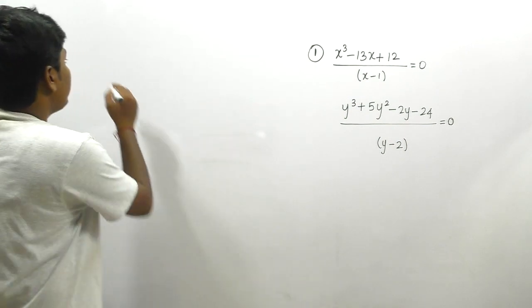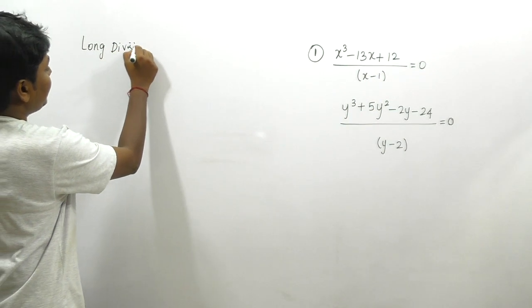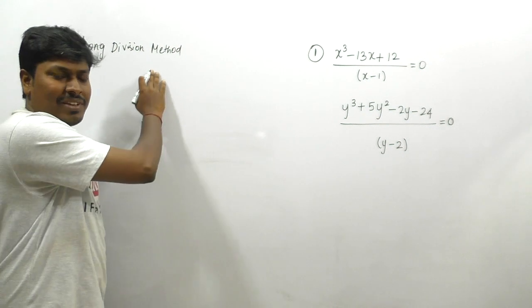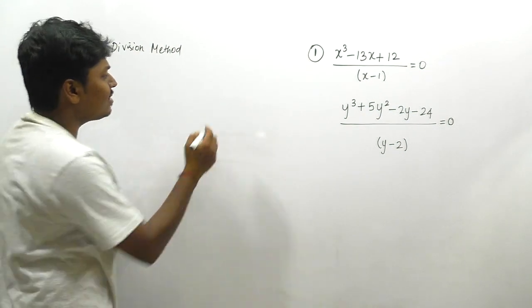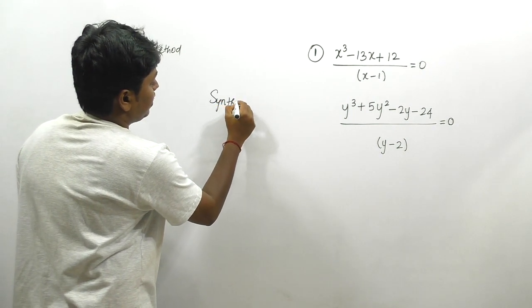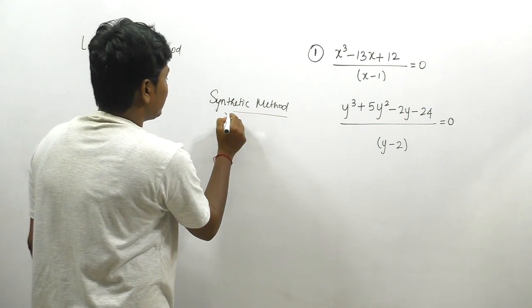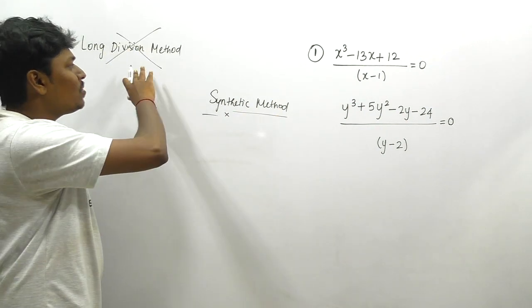One is what I used to call the long division method, which we learned in 10th standard, I think. I think we learnt this in 10th or 9th standard, right? And the second is synthetic division. These are the two methods to solve this equation question, right? So friends, I think the better way is to eliminate the long division method. Don't use this long division method.